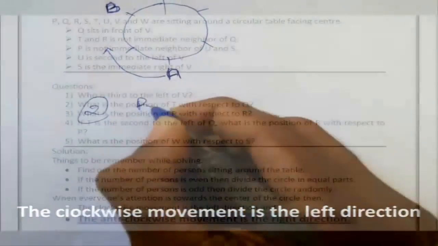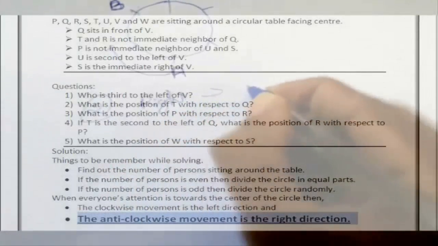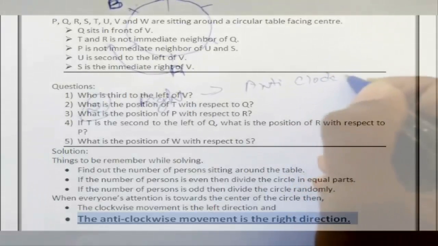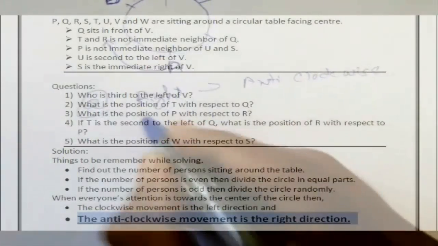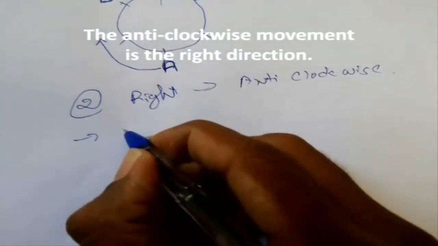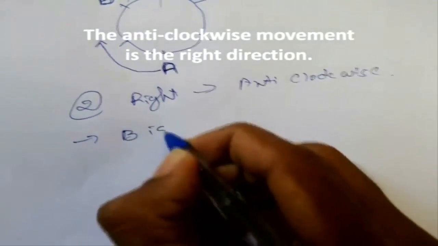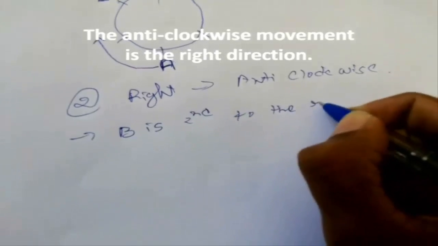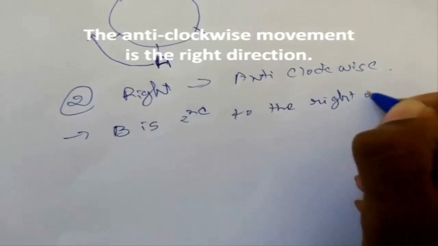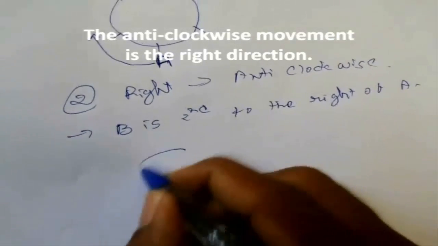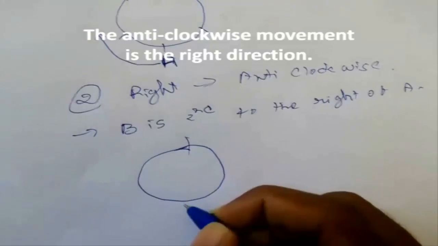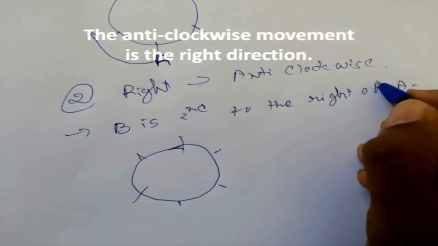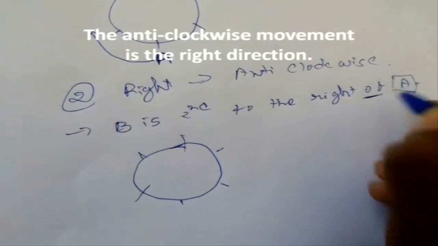Now the second thing is right, which is associated with anti-clockwise. Let's take another, same example. B is second to the right of A, and again there are 6 persons sitting around a circle. Again we will find the letter which is followed by "of", that is A.